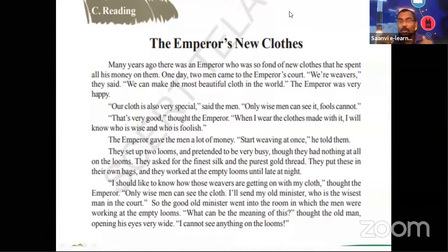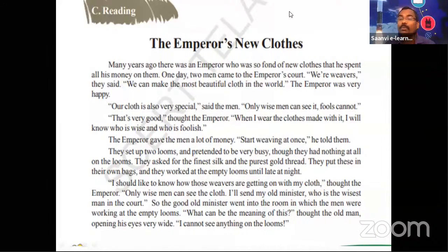The emperor wanted to wear that cloth. That's why he gave them a lot of money and told them to start weaving at once. They set up two looms. For what purpose? To weave the cloth.